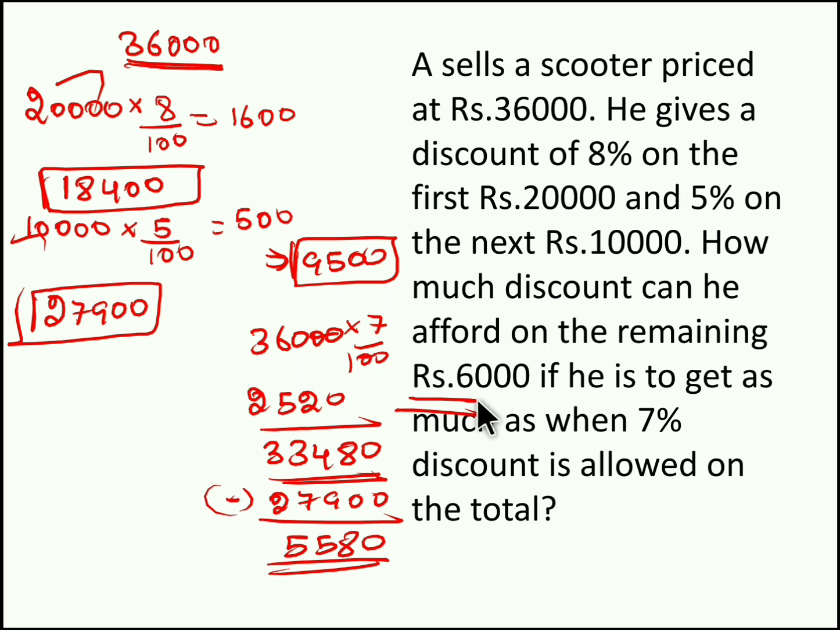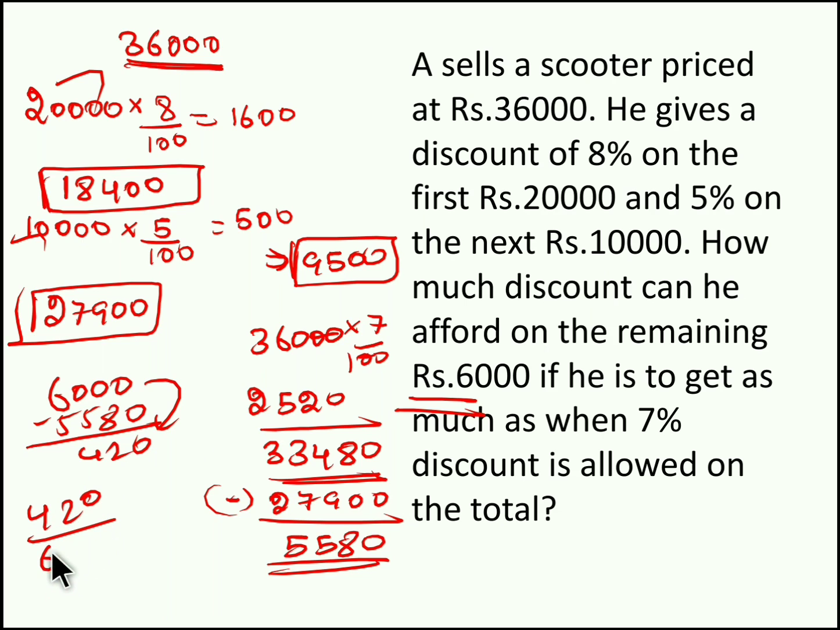We have to sell the part 6,000 for 5,580 only. That means we have to give a discount of 420 rupees from the 6,000 rupees. So 420 is how many percentage of 6,000 rupees?